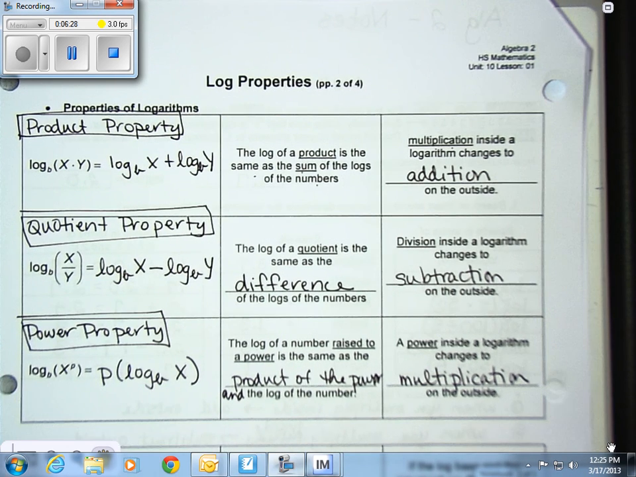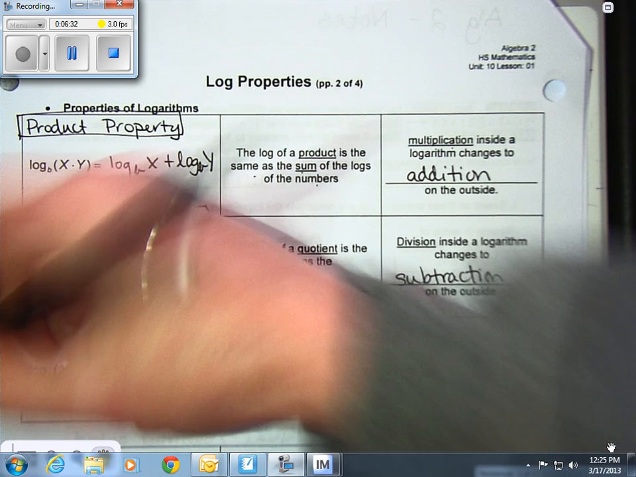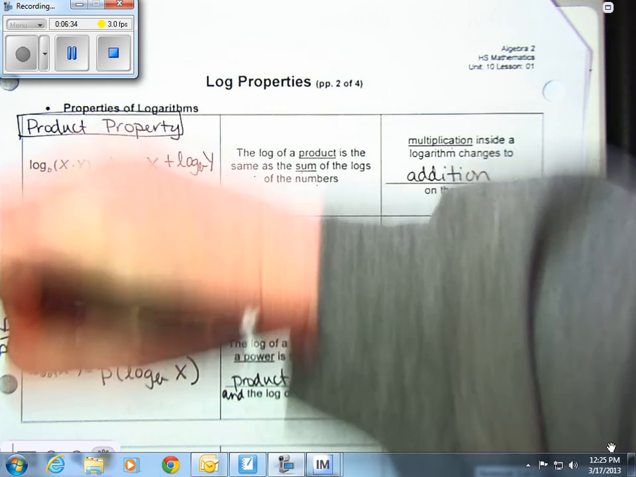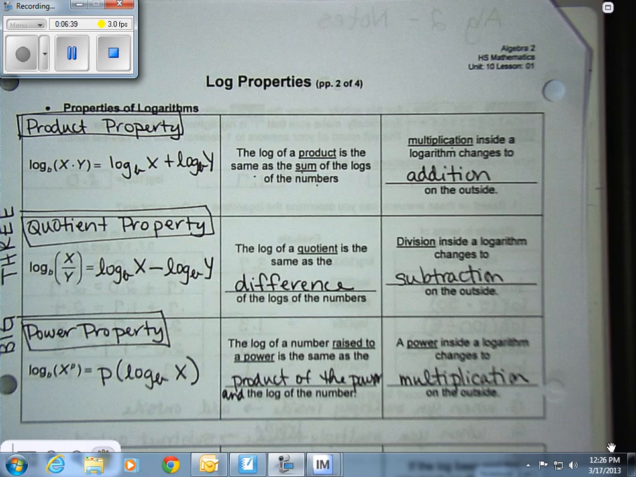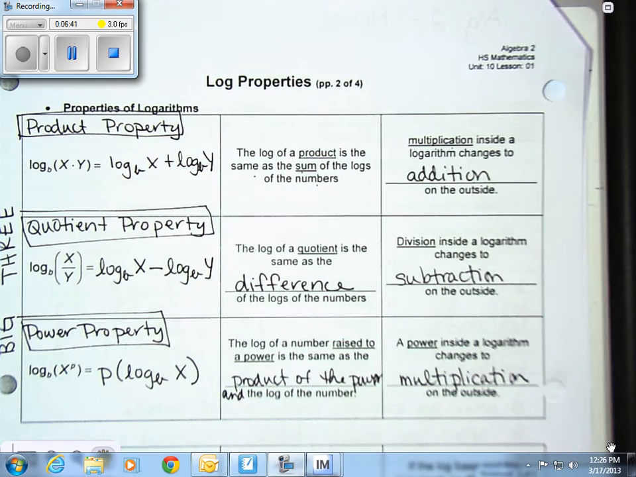Now these three properties, the product property, the quotient property, and the power property, are really important when we're studying and working with logarithms. I call these the big three properties. You cannot get by in the world of logarithms without knowing them. You have to know them.